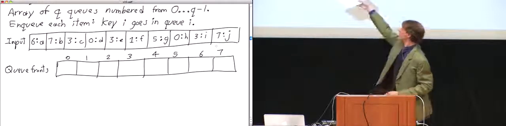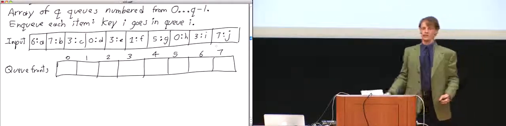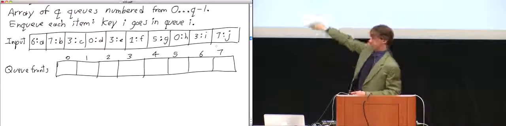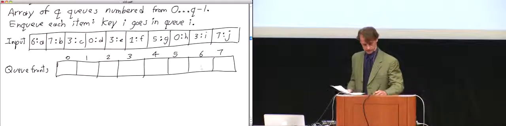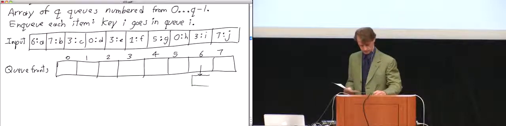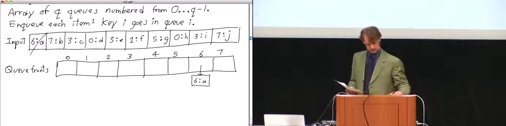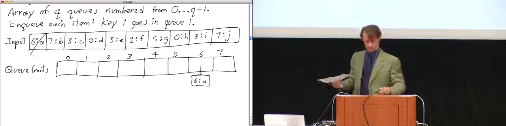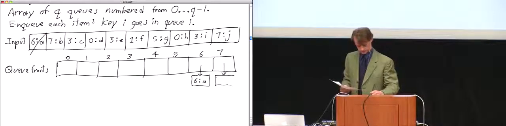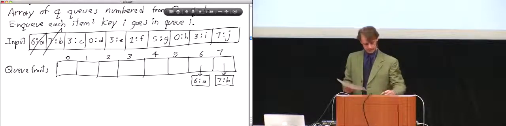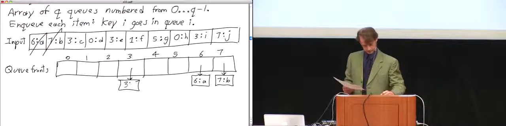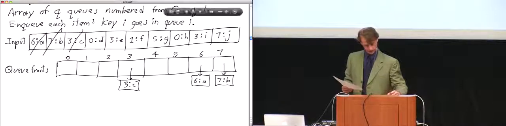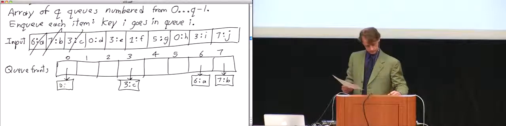And now we're going to go through that input list from left to right, and we're just going to take each item and put it on its queue. So the first input is 6A, so let's put that into Q6. Done with that one. The second item is 7B, so that'll go into Q7. Done with that one. Next is 3C. Done with that one. 0D. Done with that one. 3E.